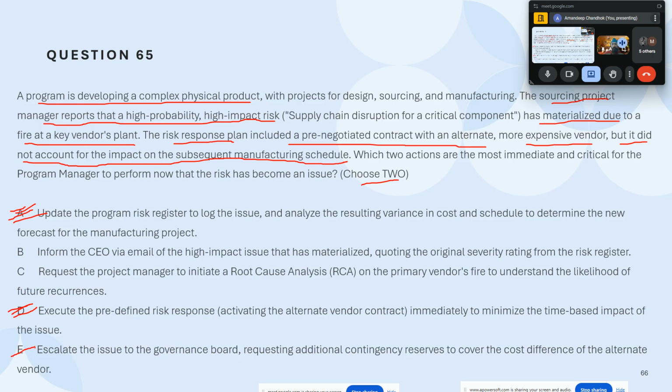Now, what is happening over here is, we already knew that as a response plan, we had already negotiated a contract with an alternate provider. Obviously that alternate provider is expensive, so to meet that expense, we would have definitely put in contingency reserves, because we know we'll have to give more money. So is the question over here on contingency reserve? Let's understand that first. What it is saying is that it did not account for impact on subsequent manufacturing schedule. So, unknown unknown. Now, do you see any management reserve related thing over here?